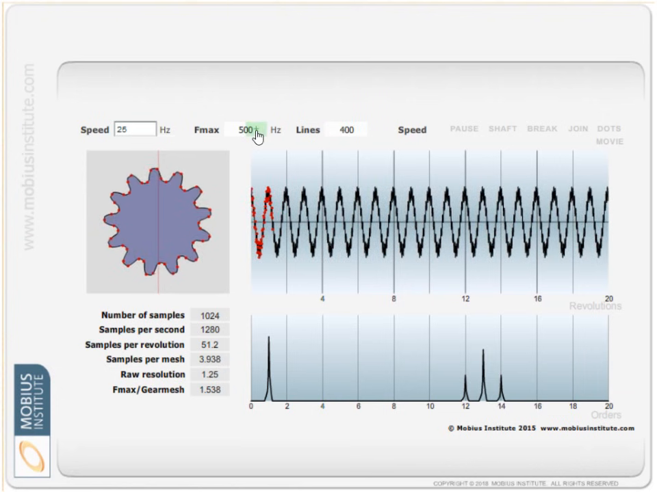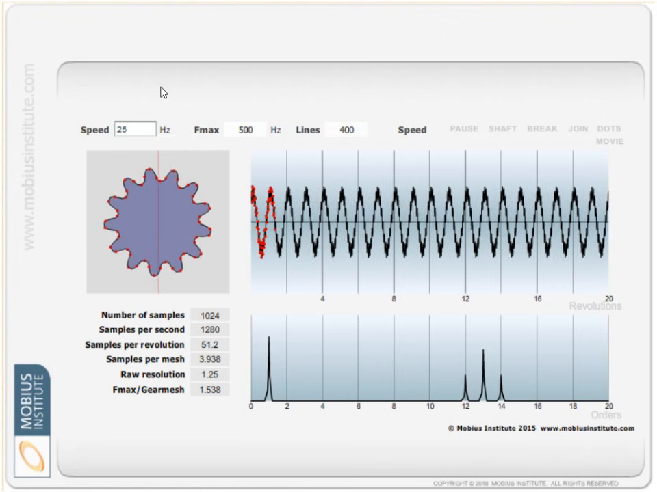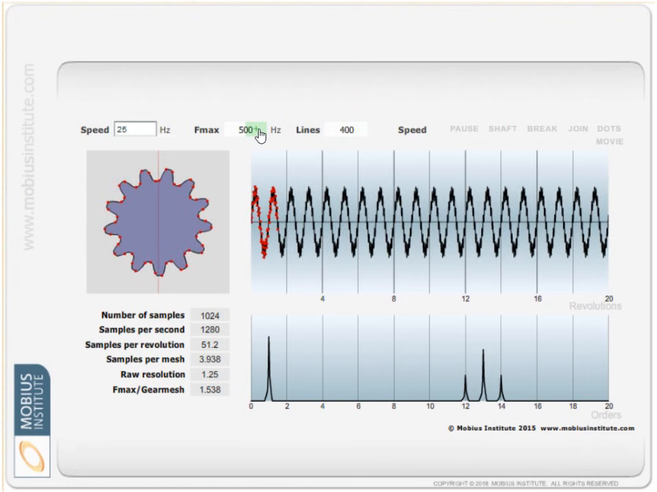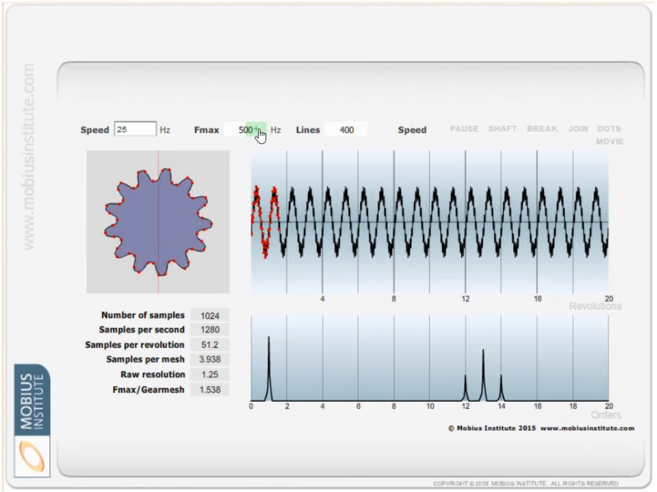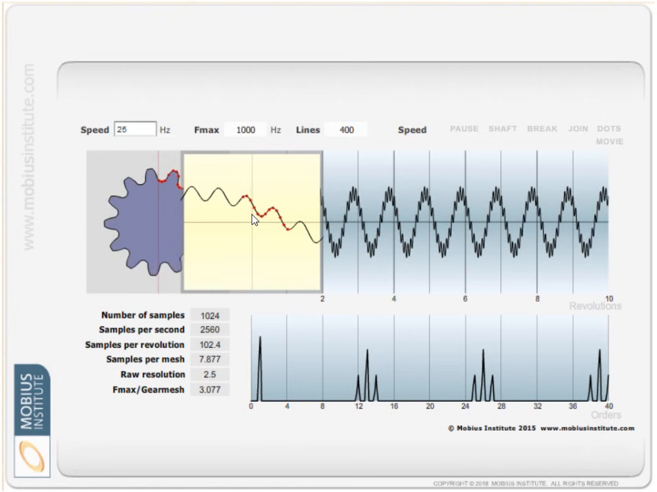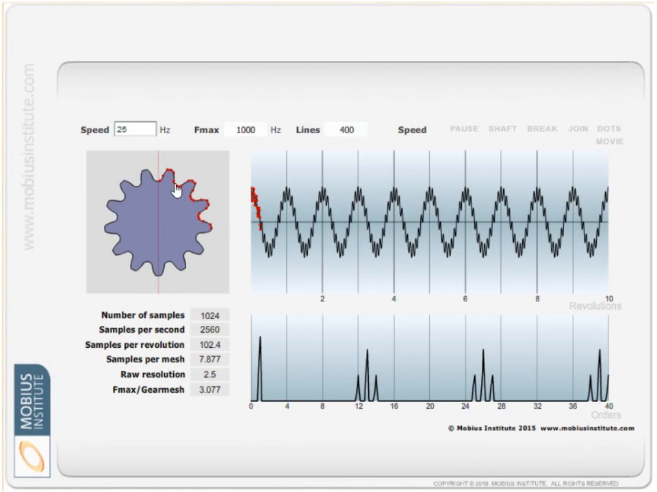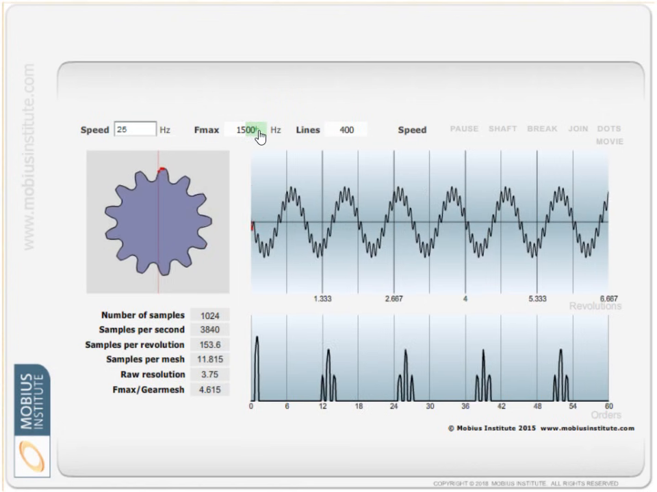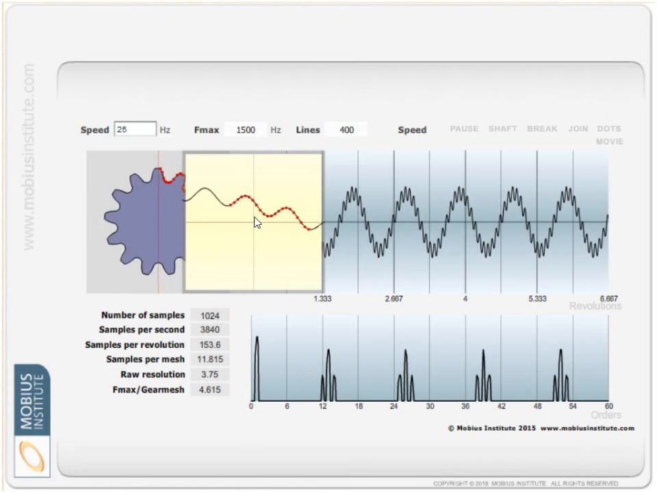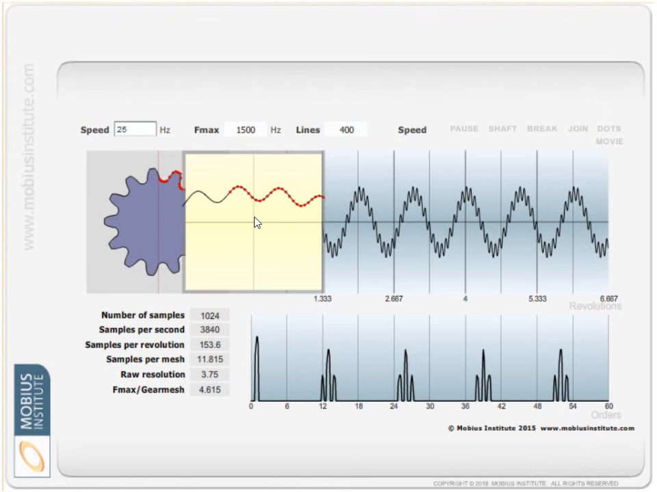So these settings you see here are with the speed of this rotation of 25 hertz, or 25 times per second, and an Fmax of 500 hertz. If I increase it, watch what happens. So I'm going to increase the Fmax. And now, if you look closely in there or closely here, we are getting more samples per second. We're getting more samples per tooth mesh. If I increase the Fmax again, we're getting even more samples per tooth mesh, more samples per cycle as the teeth mesh together.